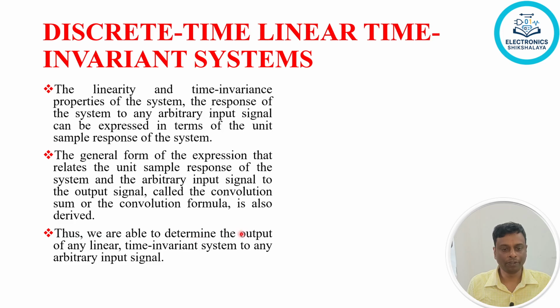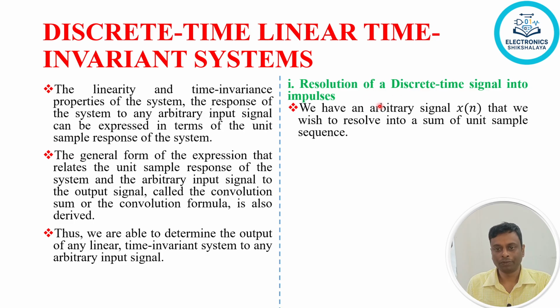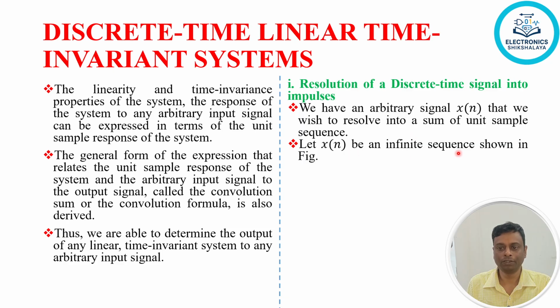So we are able to determine the output of any linear time invariant system to any arbitrary input signal by using this convolution. Let us see how it can be done. There are two things: one is the resolution of the discrete time signal into impulses, then we will see the response of the system. Any arbitrary signal x of n, we wish to resolve into a sum of unit sample sequences. Let x of n be an infinite duration sequence.